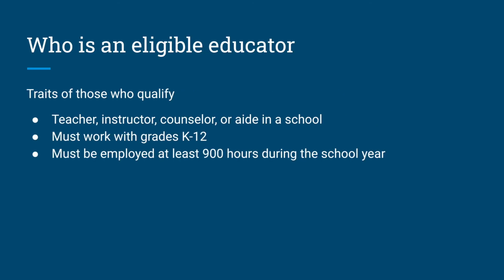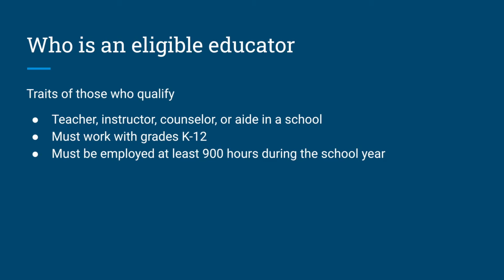And so getting into more detail here about who is an eligible educator, because there actually are specifics on who is allowed to list themselves as an eligible educator for this credit. Some of the main traits of those who we see most often qualify are they are a teacher, instructor, counselor, or aide in a school, and they primarily work with grades K through 12. What this means is that this credit does not apply to someone like a college professor or a college instructor or aide, because they do not primarily work with grades K through 12.